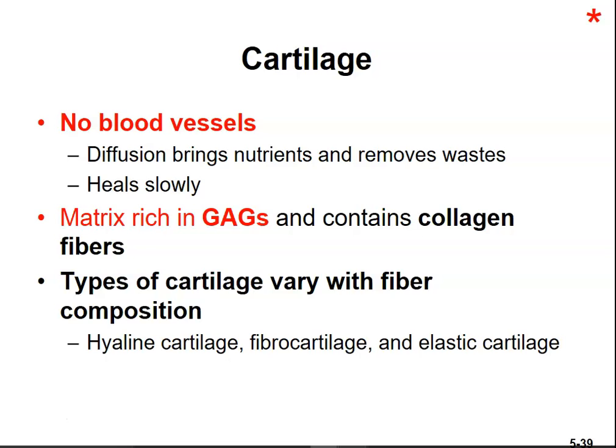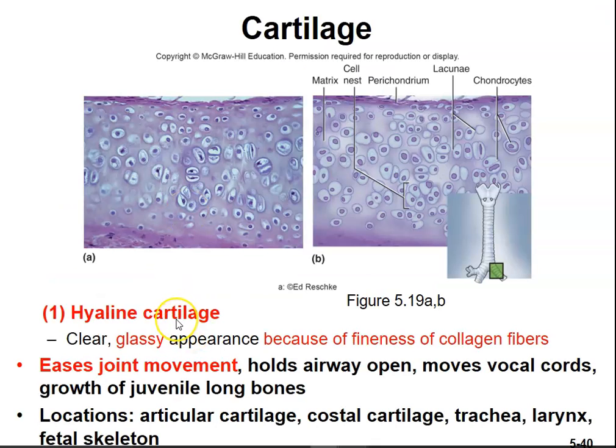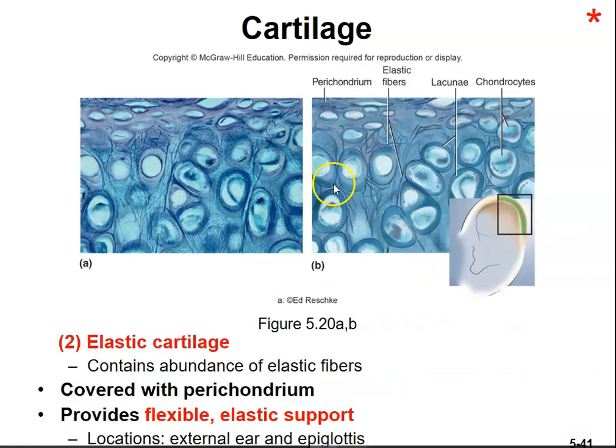We have different types of cartilage: hyaline cartilage, fibrocartilage, and elastic cartilage. All these types of cartilage do not have blood vessels. Hyaline cartilage, we can find in the trachea and in the long bones of children. It's glassy and clear, with fine collagen fibers within it. Elastic cartilage provides flexible elastic support. We can find it in our ear and epiglottis.